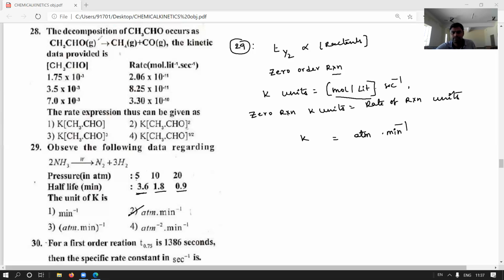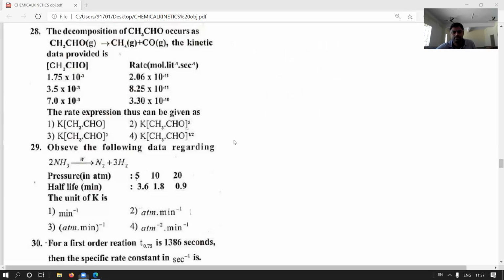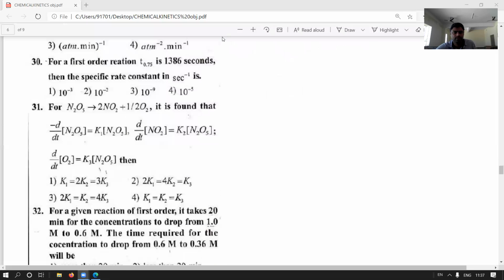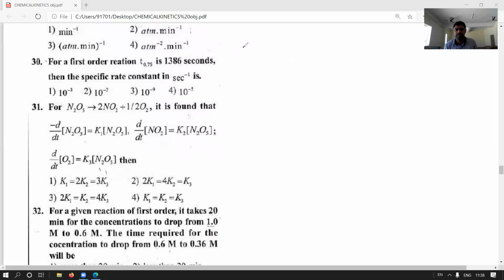Let's see the 30th question. It's very easy. See, for first order reactions, T 0.75, which is nothing but T 75%, is equal to 1386 seconds. Okay, first order reaction. Students, see, T 0.75 is equal to T 75% is equal to 1386 seconds. Now the specific rate constant, nothing but K. They are asking for the K value.